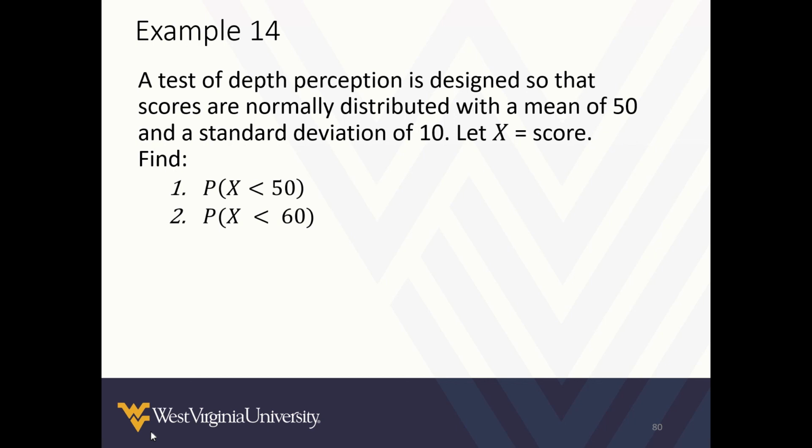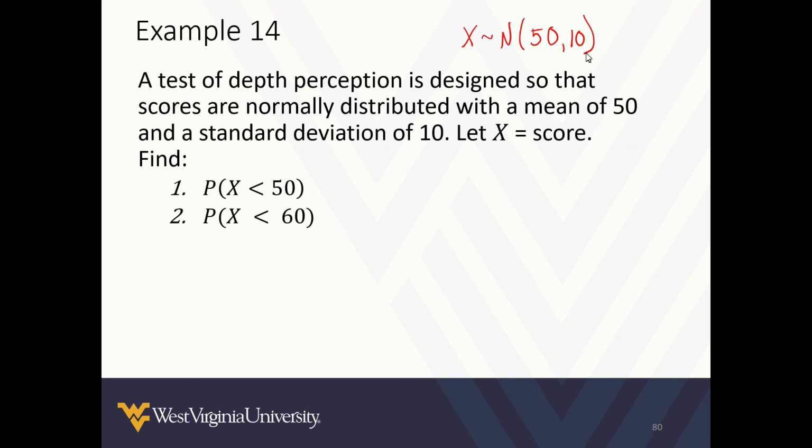Now let's take it a step forward and re-find our probability from earlier, this time using z-score. A test of depth perception is designed so that scores are again normally distributed with a mean of 50 and a standard deviation of 10, and let X equal our score. We are again asked to begin by finding the probability that X is less than 50.